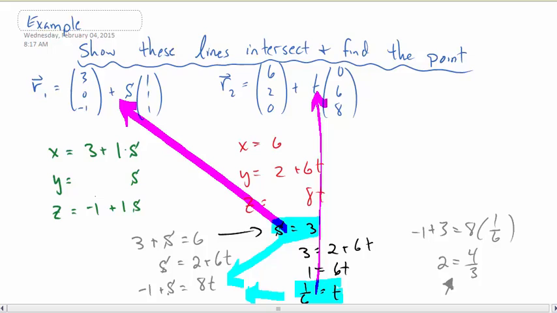So the question arises, since these lines don't intersect each other, are they parallel or are they skew? And to tell that, we have to look at the directions. The direction of R1 is 1, 1, 1. The direction of R2 is 0, 6, 8. Are these direction vectors parallel to each other? And we can safely say, no, these direction vectors are not parallel to each other. And you're saying, how do you know that, Mr. Schnack? Well, they're not scalar multiples of each other.